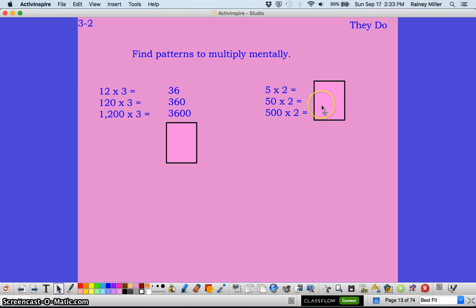I go over here to this one. 5 times 2. Oh, Miss Miller, that's easy. That's 10. Okay. Now, we have a 0 here, but there's a 0 over here too. So do I just leave it like that? No, you do your 5 times 2 like regular, and then you add the 0 in at the end. And this next one, 5 times 2 is 10, and then you add 2 zeros on the end of it to make it 1,000.